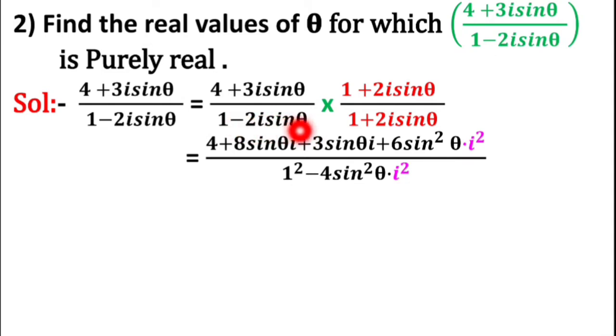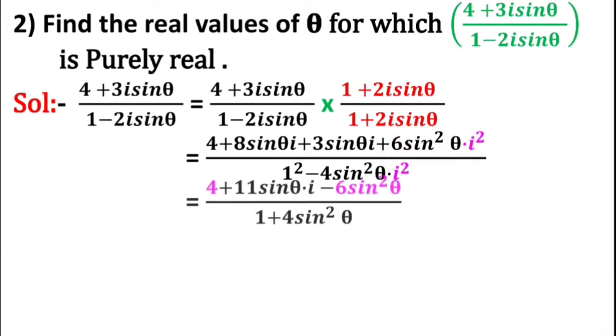So you will get (A - B)(A + B) form, that is nothing but A square minus B square, that is 1 square minus 2 square, which is 4 sin square theta i square. Again substitute the value of i square. What is i square? Minus 1. So this 4 term becomes minus, giving plus.